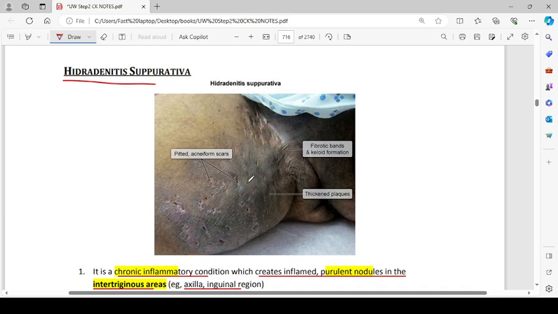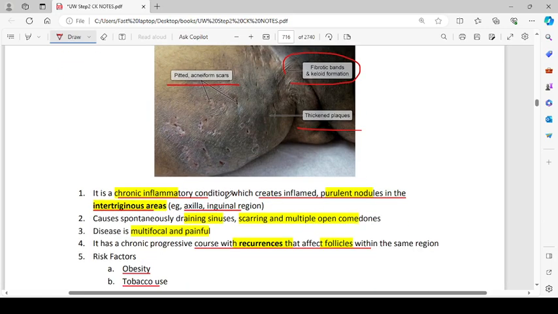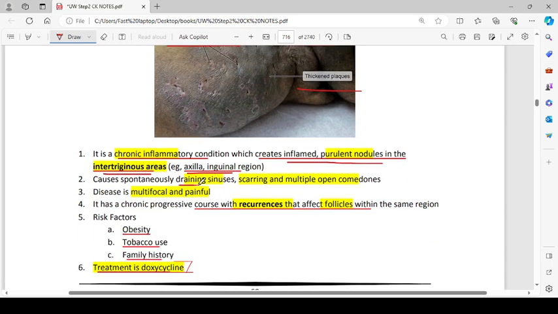So it looks something like this. It is pitted acneiform scars. These are fibrotic bands and keloid formation, and these are the thickened plaques. It's a chronic inflammatory condition which creates inflamed purulent nodules in the intertriginous area, for example, axilla and inguinal region. It causes spontaneously draining sinuses, scarring and multiple open comedones.